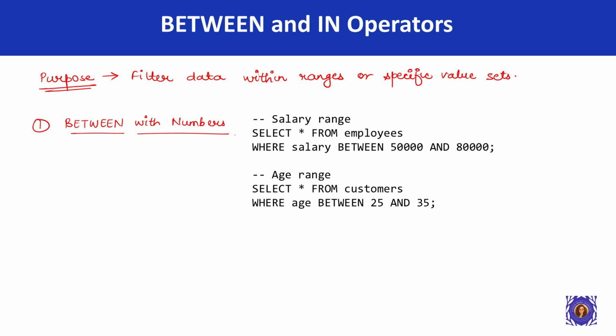When working with numerical data, BETWEEN is excellent for defining a range. For instance, to retrieve employees whose salary falls between 50,000 and 80,000, you would use BETWEEN 50000 AND 80000. Similarly, you can filter customers by an age range, such as those between 25 and 35.